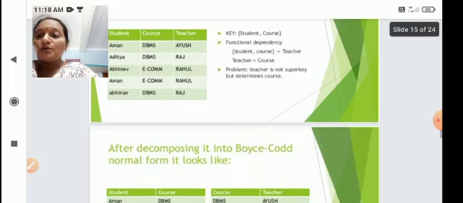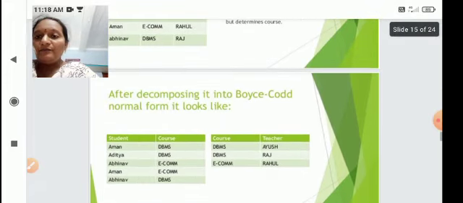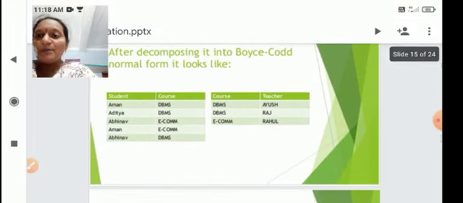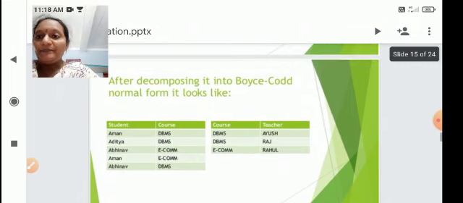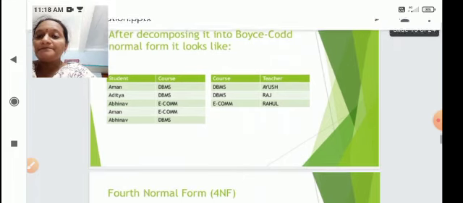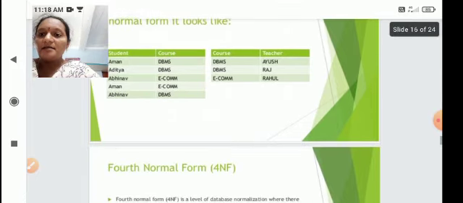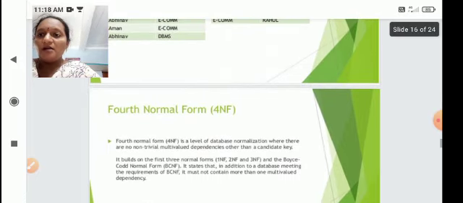So we are decomposing into Boyce-Codd normal form: student and course in one table, and course and teacher in another table. So this is the Boyce-Codd normal form, similar to third normal form, with some advanced features.